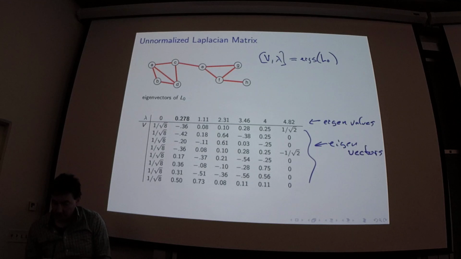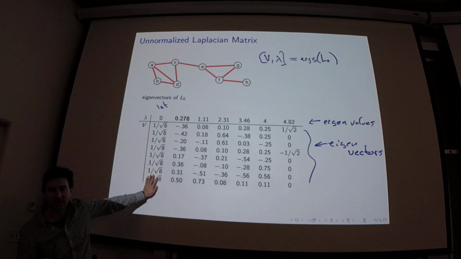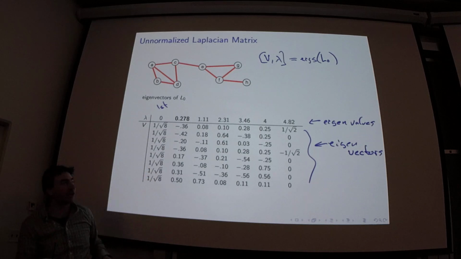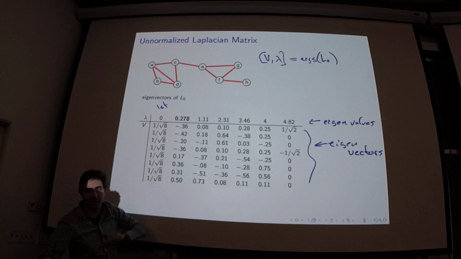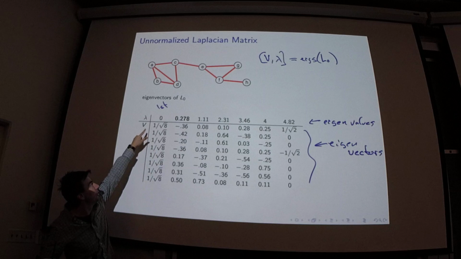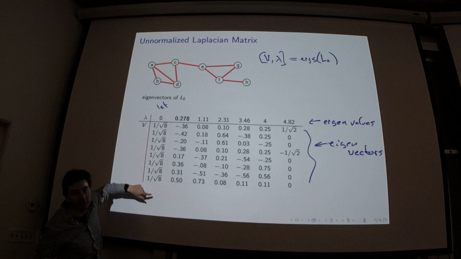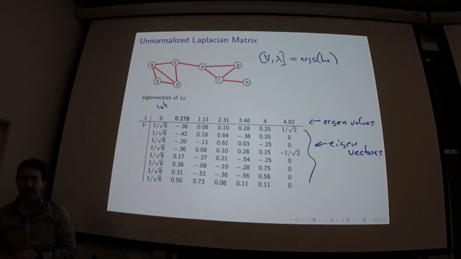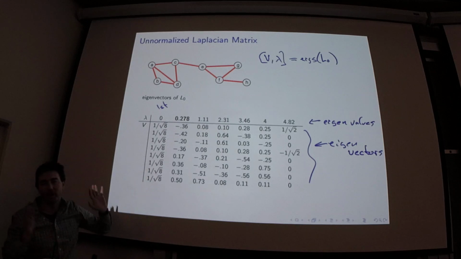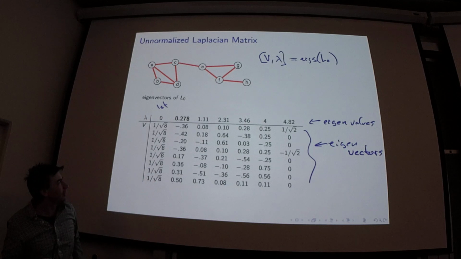Okay, and so the first eigenvector is not useful to us. This is useless. For the unnormalized Laplacian, it's always going to be 0 up here. Anytime I create the unnormalized Laplacian of an undirected graph, it's going to have a 0 eigenvalue, and the eigenvector is going to be all the same. It doesn't tell us anything. If you've seen PCA, this is like the centering part of PCA. So it's not really telling us something about the structure of the graph.